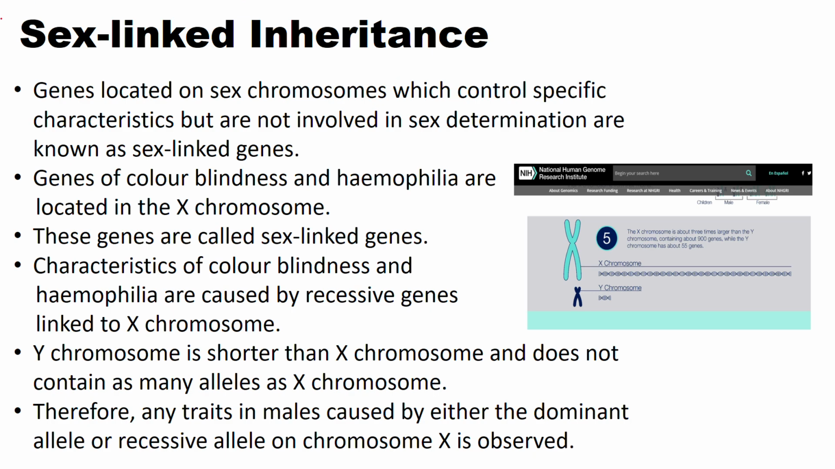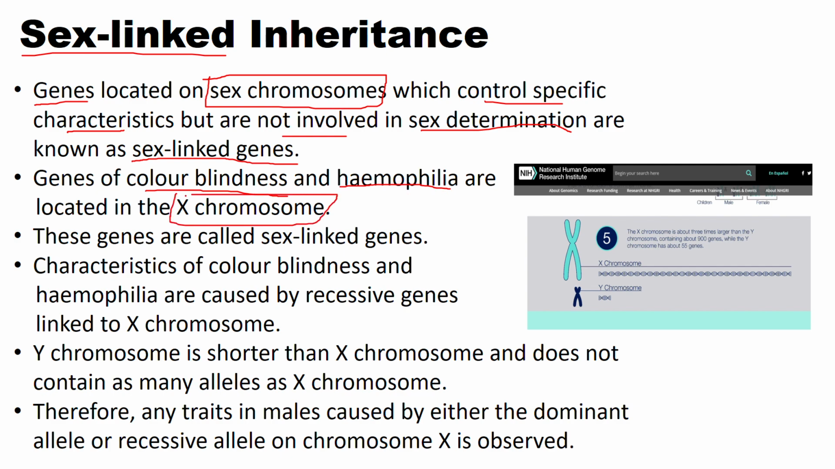Okay, in this video, we are going to look at sex-linked inheritance. First, let's look at the meaning of sex-linked genes. This refers to the genes that are located on the sex chromosomes, which control specific characteristics but are not involved in sex determination. Genes of color blindness and hemophilia are located in the X chromosomes. And these genes are called the sex-linked genes.